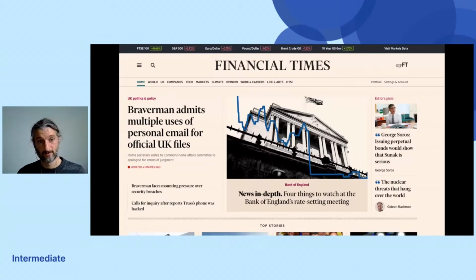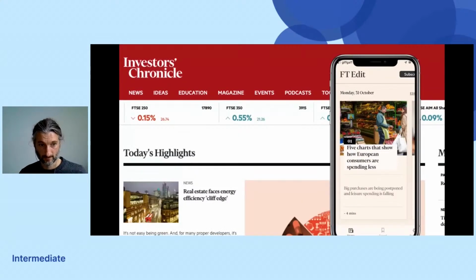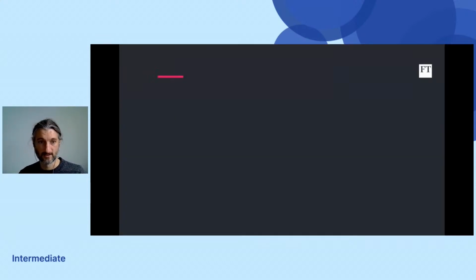Now, this is our flagship product. It's one of the world's leading publishers of news on finance and business. And behind the scenes there are hundreds of microservices run by lots of different teams. We also have a lot of other user-facing products. For instance, here's the Investors Chronicle and our new FT Edit iOS app. And again, there's different teams managing them and lots of different services at play.